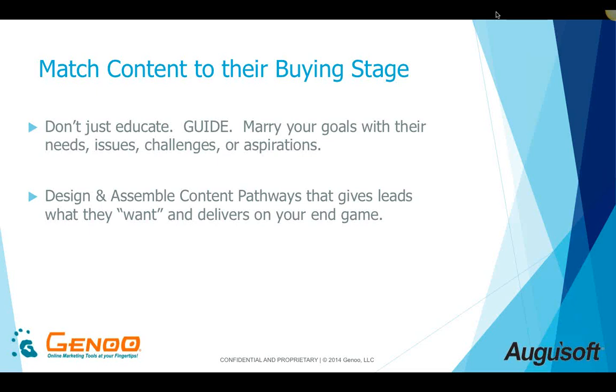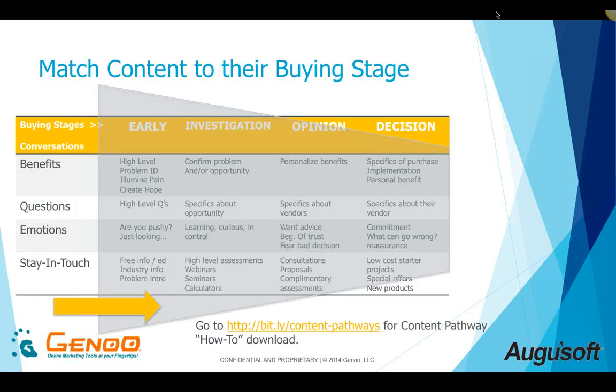So when you match content to their buying stage, these are the ways to think about it. You've got your buying stages: early, investigation, opinion, and decision. And there's really only 4 conversations to have. You can talk about benefits, you can address questions, you can be sensitive to their emotions and empathize, and you have stay-in-touch conversations that just give content and information. So early on they want different things than when they're way down forming an opinion.